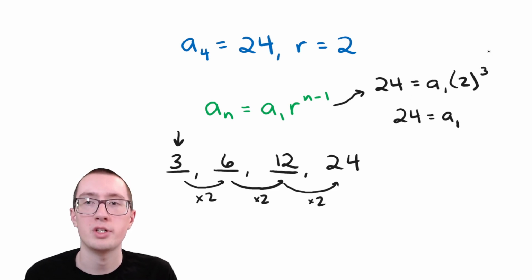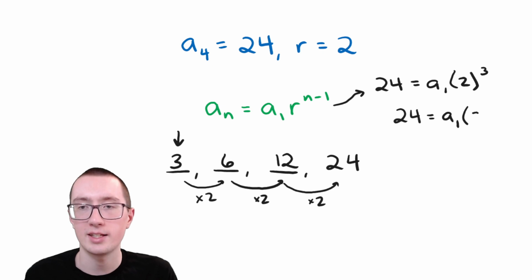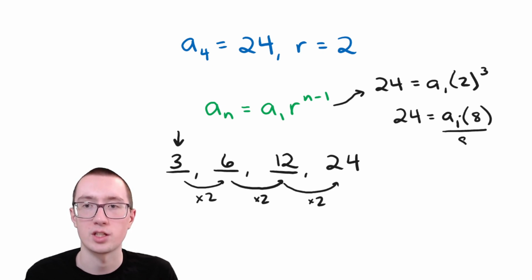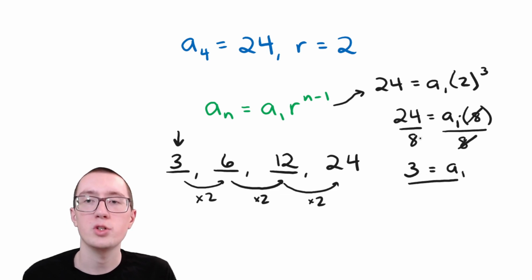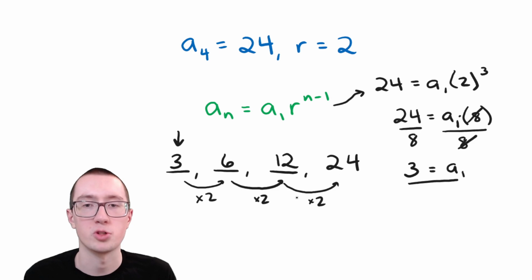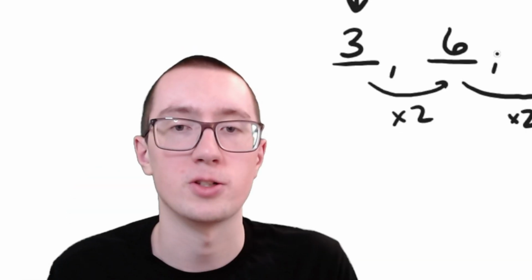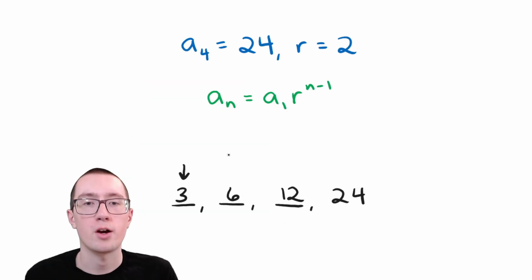So 2 to the power of 3 is 2 times 2 times 2, which is 8. And then we have multiplication here, so we divide both sides by 8. And the 8s are going to cancel out. And this is just going to give you a sub 1 equals 24 divided by 8, which is 3. Which means that our first number is 3. So you can do whichever way you think you understand more. I personally think that this way, where you just work backwards, is the easiest way to understand what you're actually doing. So we know that our first number is 3, and we know what r is, so we have everything we need to write our equation.